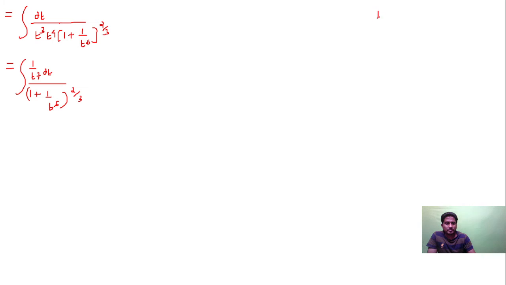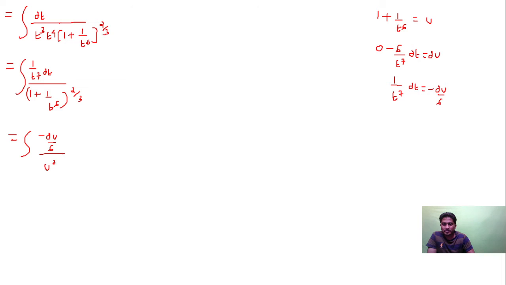I'm going to put 1 plus 1 by t power 6 is equal to t. Differentiation of 1 is 0, this is minus 6 by t power 7. Because t is already used, we will take this as u. So dt is equal to du, and you get 1 by t power 7 dt is equal to minus du by 6. So this becomes integration of minus du upon 6 upon u to the power of 2 by 3.